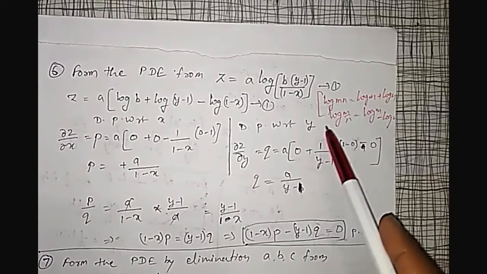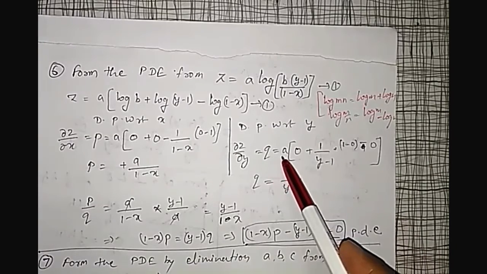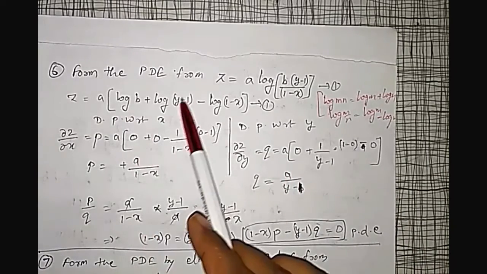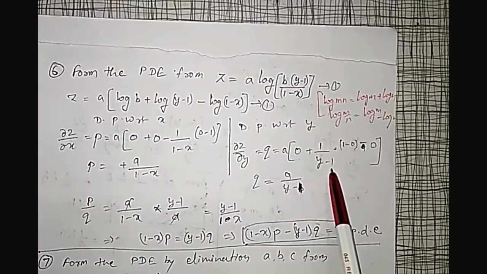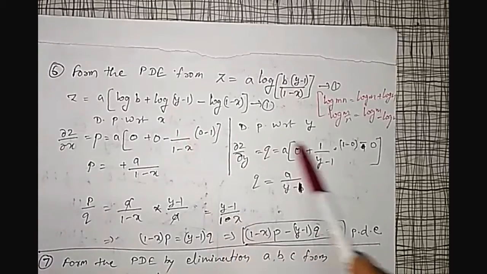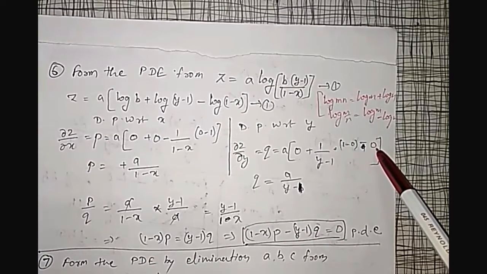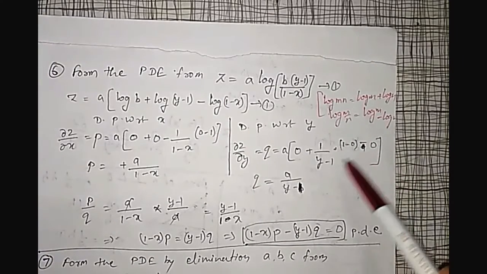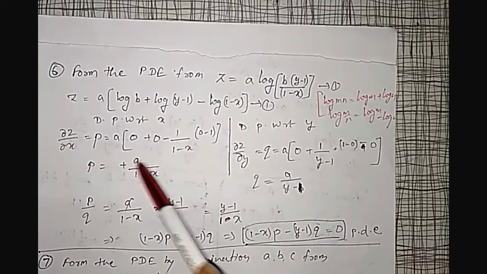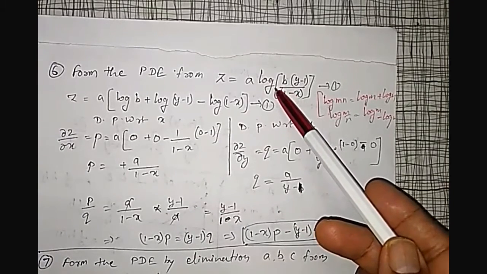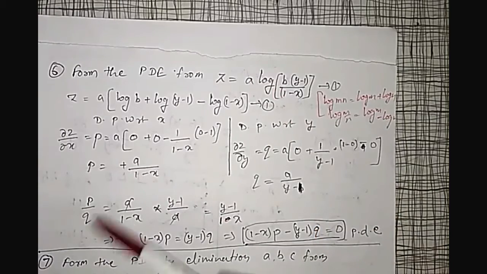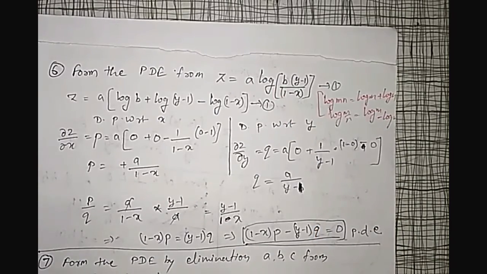Similarly, partial differential with respect to y, q is equal to a into 1 divided by y minus 1 into differential of y minus 1, which is 1 minus 0. Log of 1 minus x differential is 0. Q is equal to a divided by y minus 1. Again, I have to eliminate a here. Instead of substituting in the given equation, I will divide p by q.